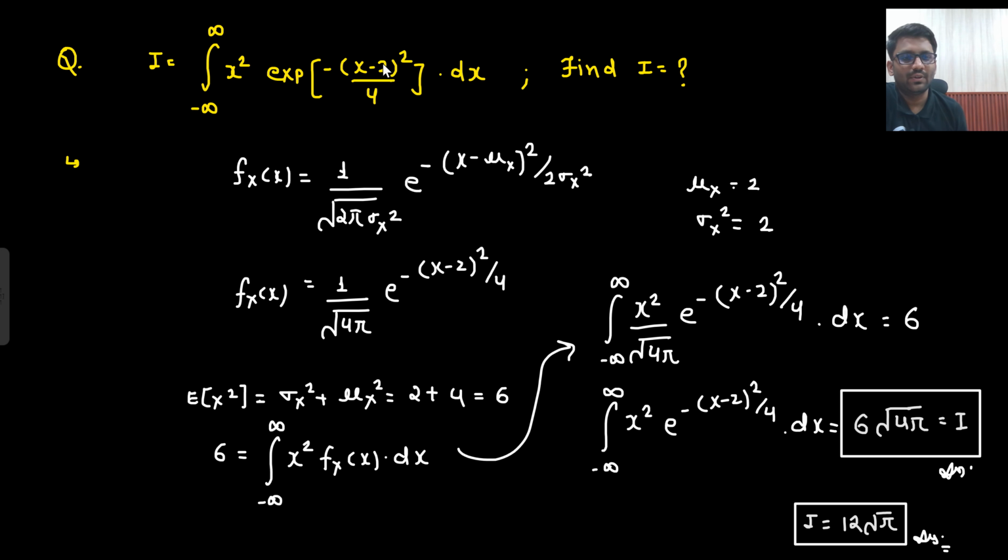That you already know. You need to compare it with the standard PDF. Do you think I need to compare here? No. What can I do? e to the power minus x square dx. I already remember the standard results. So what will I do? x minus 2 equal to t. So dx equals dt.